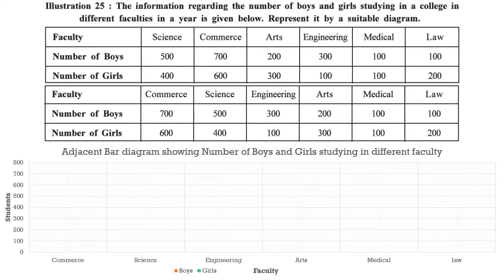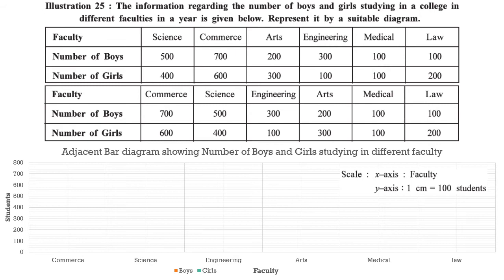First we have to lay out the groundwork for the diagram. On the x-axis I am taking the faculties for 1 centimeter each: commerce, science, engineering, arts, medical and law. On the y-axis I am taking students, and the scale here is 1 centimeter equal to 100 students. The maximum number of students is 700, so I am taking 100, 200, 300 up to 800.